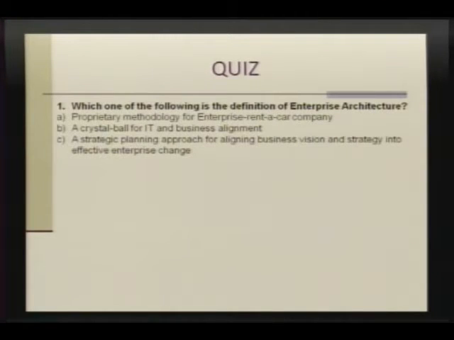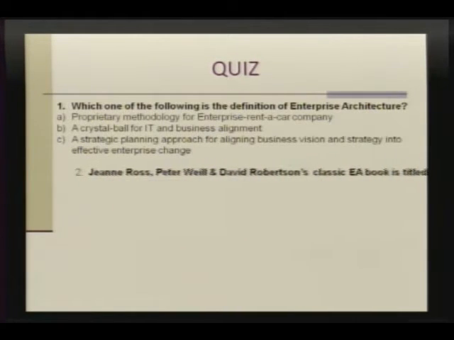So, number one, which one of the following is the definition of enterprise architecture? Is it A, a proprietary methodology for enterprise rent-a-car? B, is it a crystal ball for IT and business alignment? Or C, is it a strategic planning approach for aligning business and strategy? Anyone? Okay, how many vote for A? By a show of hands, A? B? C? Okay, the correct answer is C.